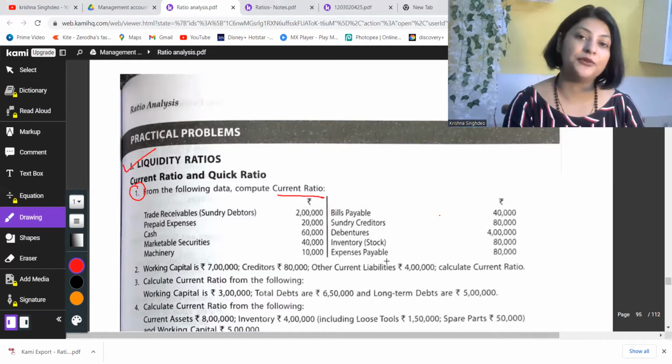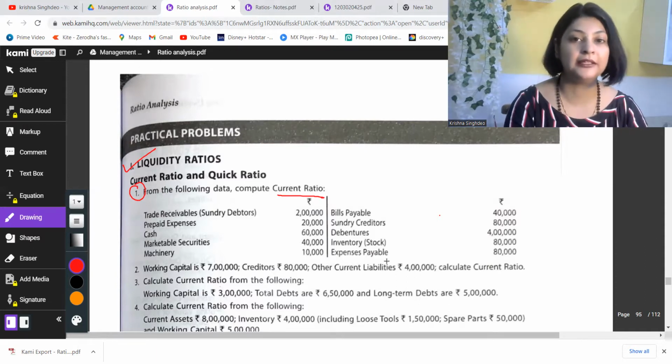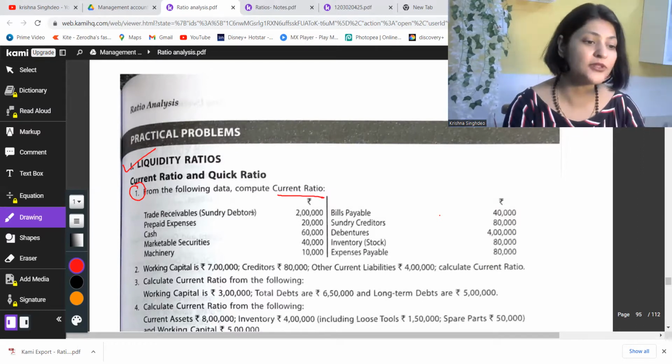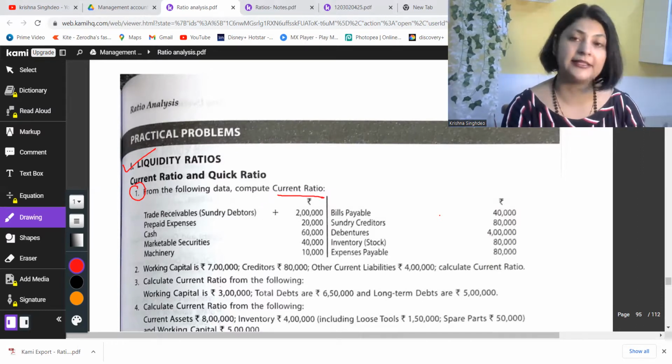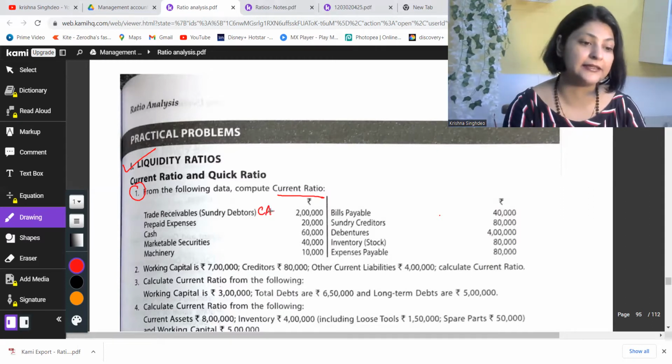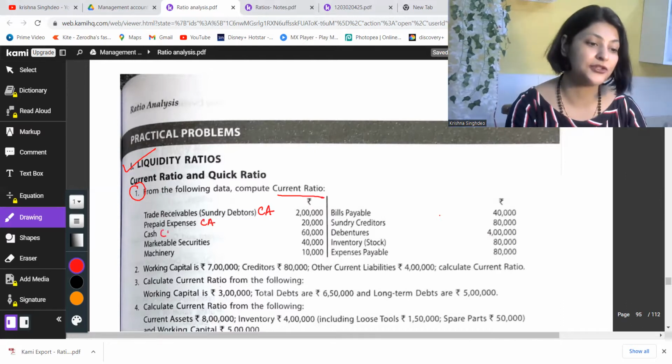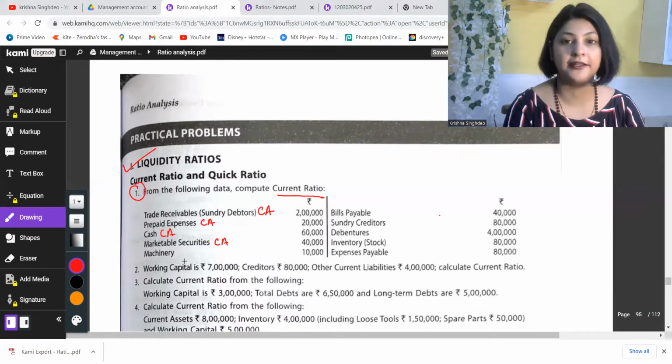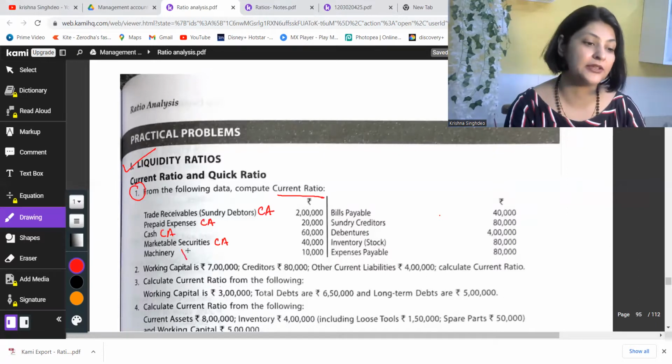So now you will have to pick up what are the current assets and what are the current liabilities from here, and those items which do not fall either under the current assets or current liabilities, you just have to ignore those items. So as far as current assets are concerned, sundry debtors are current assets. Prepaid expenses is also current assets. Cash is also current assets. If I talk about marketable security, this is also a current asset, and machinery is neither a current asset nor a current liability. So this has to be completely ignored while calculating current ratio.